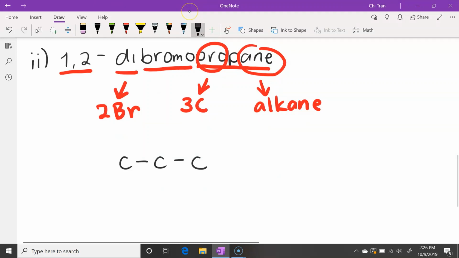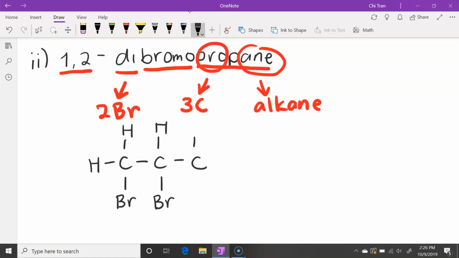So we can first fill in the 2 bromines that are bonded to the first and second carbon, and then we can fill in hydrogens bonded to the rest of the organic compound. And that completes our organic compound for 1,2-dibromopropane.